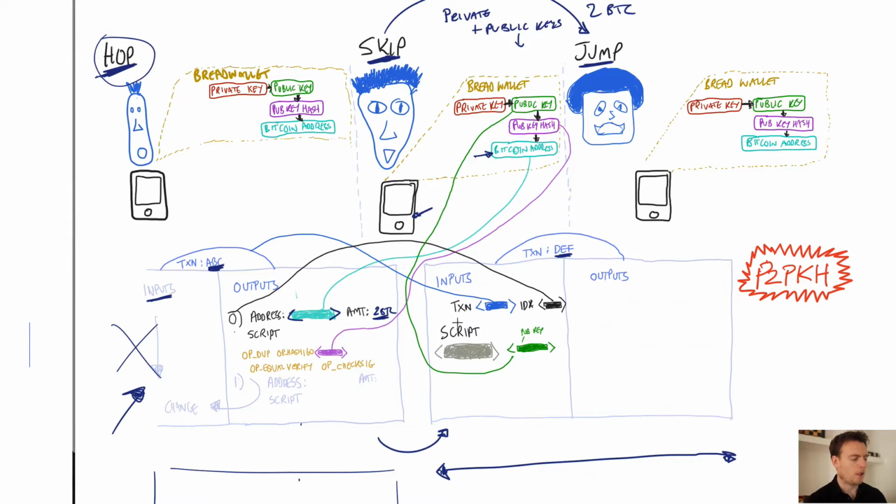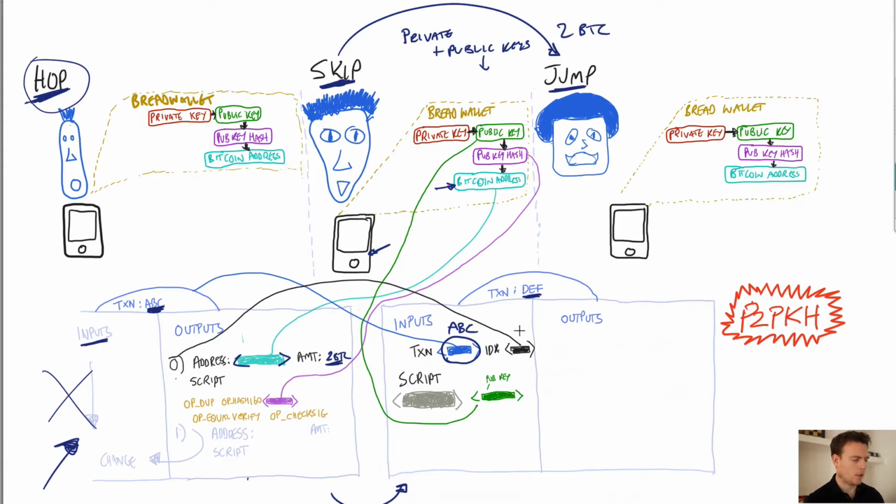So if I need to pay Jump 2 Bitcoins, well, Skip has been the recipient of transaction ABC. So this transaction is going to list transaction ABC as an input. And then you see the index here. This will be 0. This black line points to the index position of the output he's referring to in that previous transaction. In transaction ABC there were several outputs, but the output at position 0 was the one which paid 2 Bitcoins to Skip.